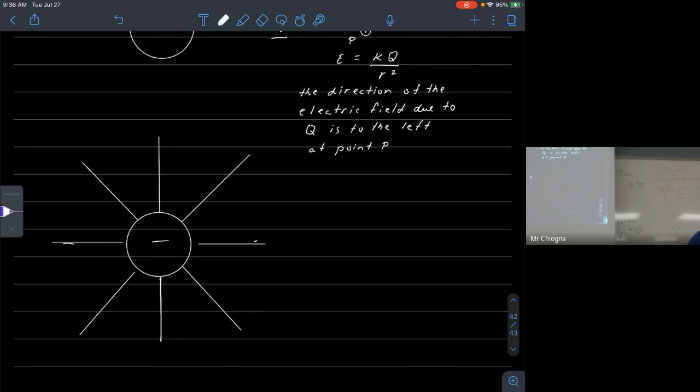Well, we already know the direction here. At point P, the direction was this way. You only have to draw one arrow. I draw two. But that means for each of these lines, called rays, like rays of a sun, the arrow is drawn towards the negative charge. Why? Because that's the direction a small positive charge would be pulled in. It would be pulled towards the negative source.